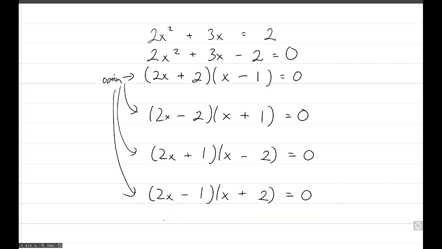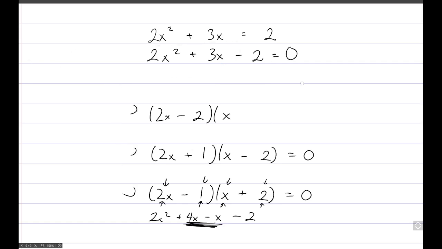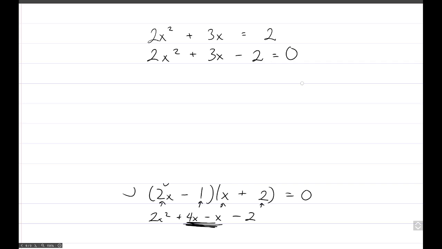So let's work this out real quick, right? The 2x times the x will give us the 2x squared. The 2x times the 2 will give us a positive 4x. The negative 1 times an x is a negative 1x, or just a negative x. And the negative 1 times the positive 2 will be a negative 2. So when you collect terms on the 4x minus x, that will give you the 3x that's up there. Okay, so if this is the factorization that works, let's clean this up. The other options didn't actually work out.